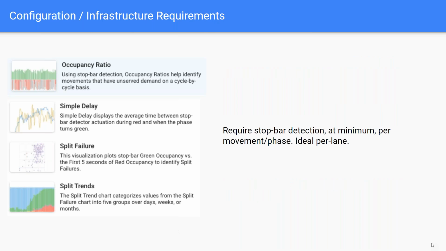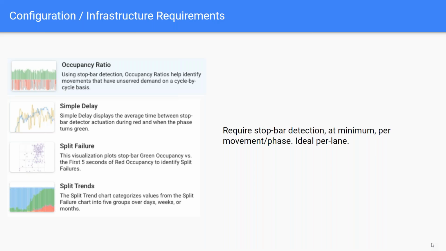The next one is around the stop bar detector. So these are the four charts that you'll most often see populated in our platform. They come from those stop bar detectors. This allows us to calculate an occupancy ratio on green, on red, and then in the first 5 seconds of red. Really what we're looking for there is to determine how well was the demand served. So how many cars actually got through, how many had to stop in that first 5 seconds of red.